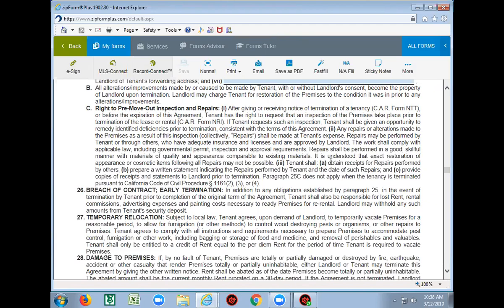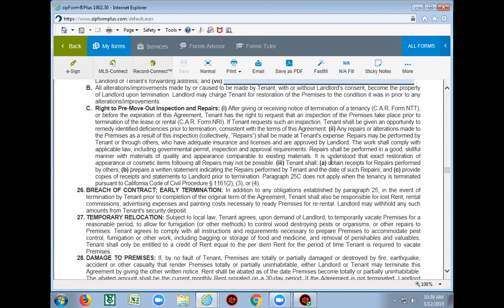Repair may be performed by the tenant or through others who have adequate insurance, license, and are approved by the landlord. If the tenant wants to hire somebody for restoration, you have to make sure they have insurance and a license, and it has to be approved by the landlord for those repairmen, those contractors. The work should comply with applicable law. So sometimes you need a permit if you want to reverse or restore. Include government permit and inspection approval requirements. Repair shall be performed in a good, skillful manner with materials of quality and appearance comparable to existing materials.